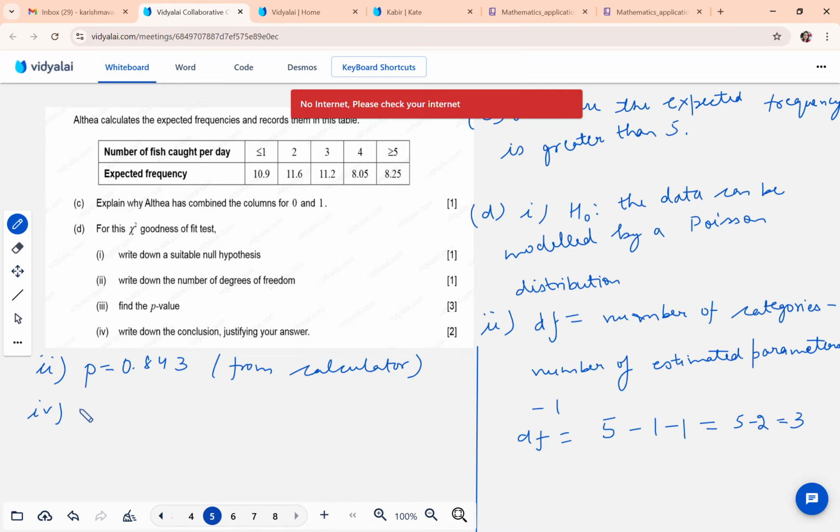Now fourth part, write down the conclusion justifying your answer. Now we need to conclude as they ask us to find at 5% significance level. So 0.843 is greater than 0.05. Okay, our p value is greater than 5%, that is 0.05. So there is insufficient evidence to reject H naught. Okay, what does it mean? That means data can be modeled by a Poisson distribution.